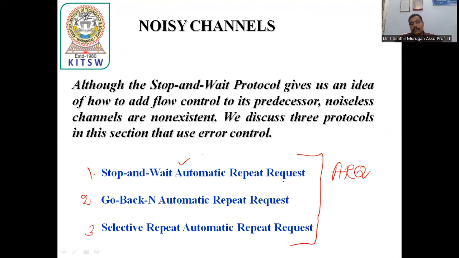How do these protocols work? Automatic repeat request uses timers. As an example, consider the stop and wait ARQ protocol. If node A is there and node B is there, what will it do? First, it will send the message frames, then the other side will send the acknowledgement. So this is the acknowledgement, and this is the frames.